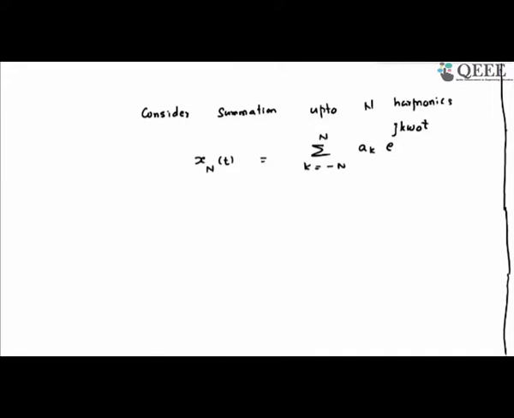So now I have summed over only n harmonics. Now as n goes to infinity, that is, I add more and more harmonics, this function, which is the sum up to n harmonics, converges to x of t. So as you add more and more harmonics, the sum on the right hand side will look like your square wave. Let me illustrate that using some pictures.